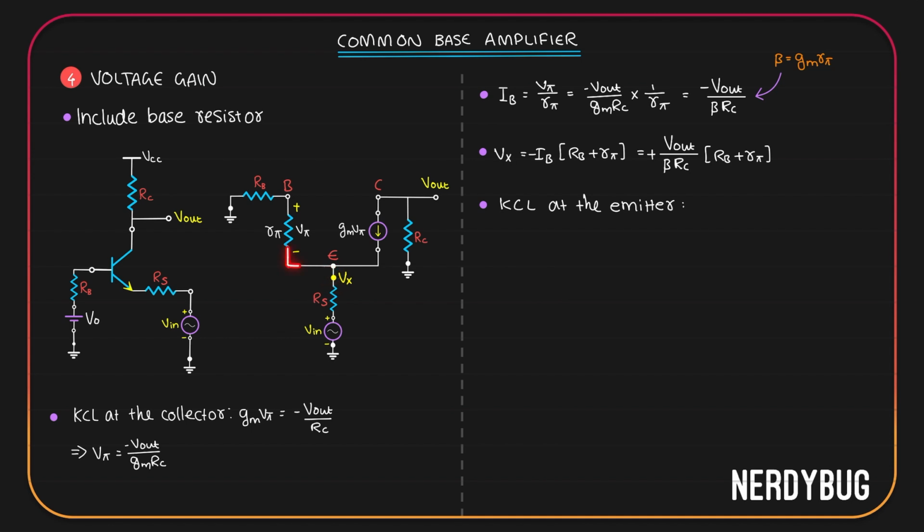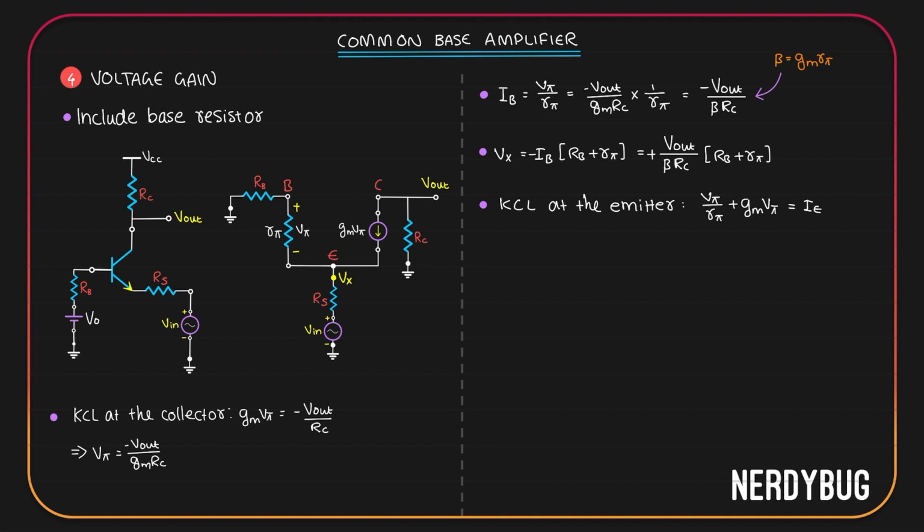Here V pi by R pi is coming into the node. gm V pi is coming into the node. IE is going out of the node. So according to Kirchhoff's current law, V pi by R pi plus gm V pi should be equal to IE.